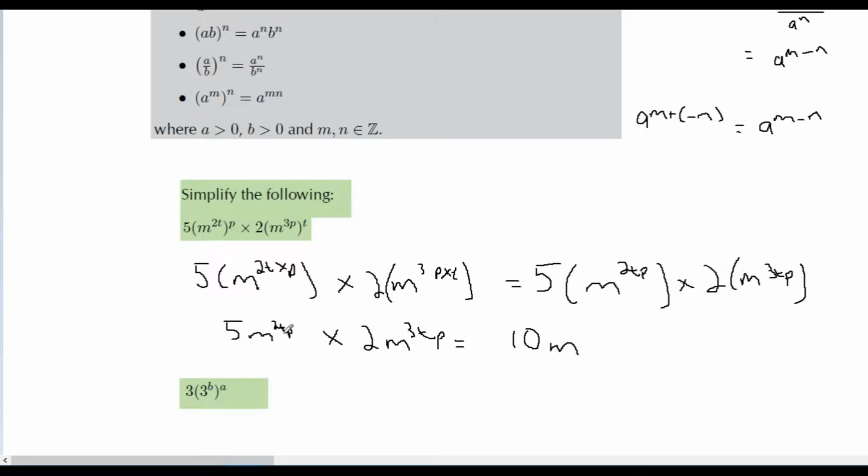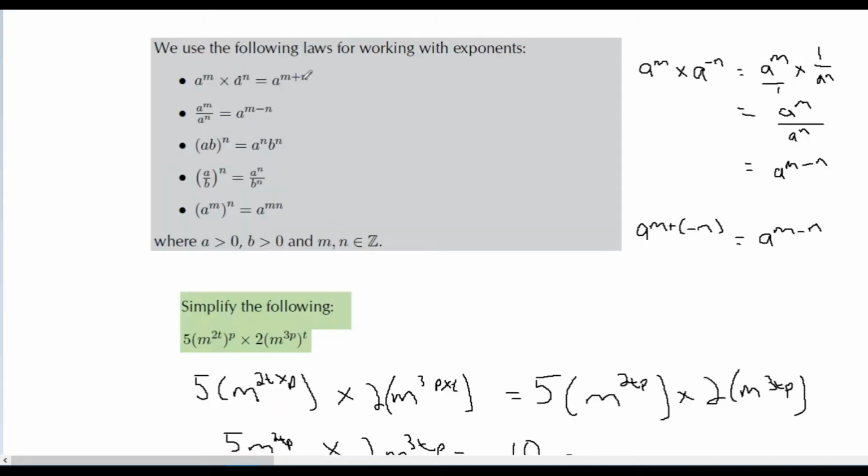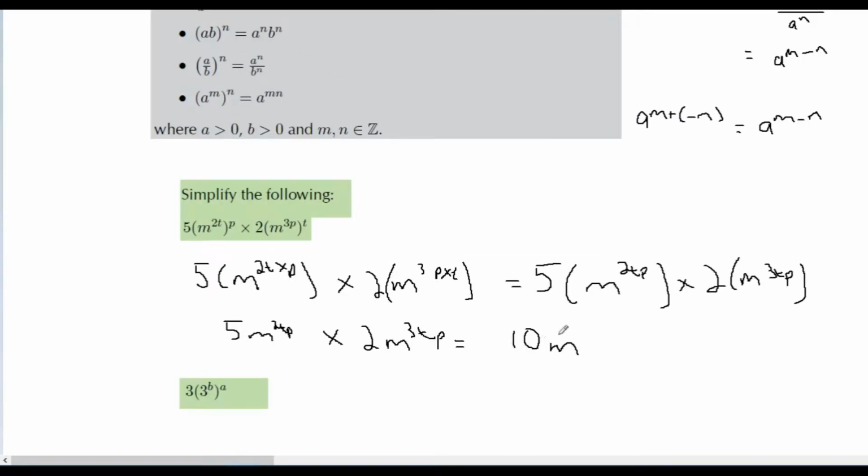And notice our exponents, because we're doing this rule over here, we can be adding our exponents, so we have 2tp plus 3tp, and that equals 10m to the power of 5tp. Great handwriting there, great stuff. But you get the idea, right?